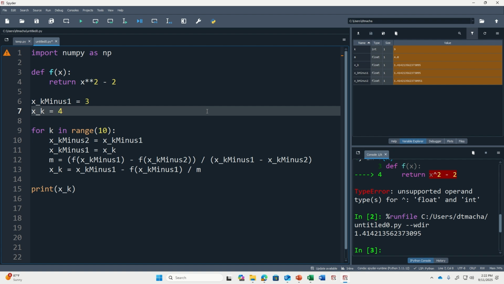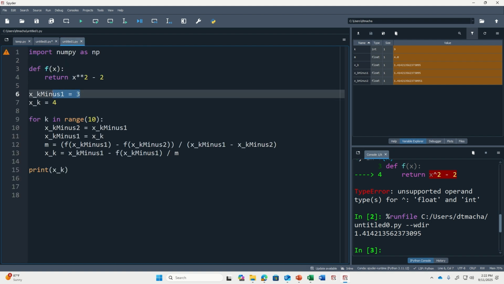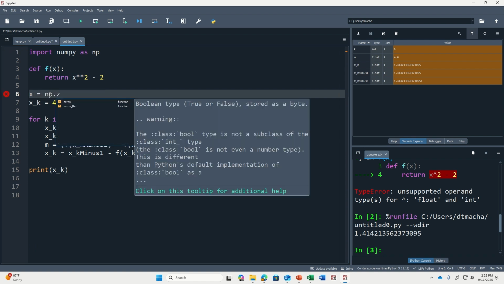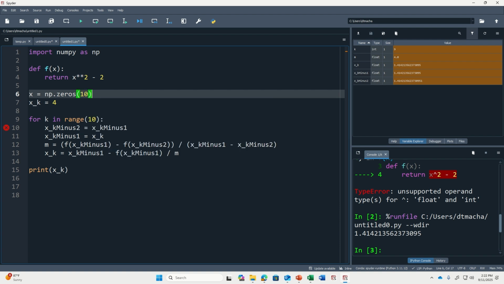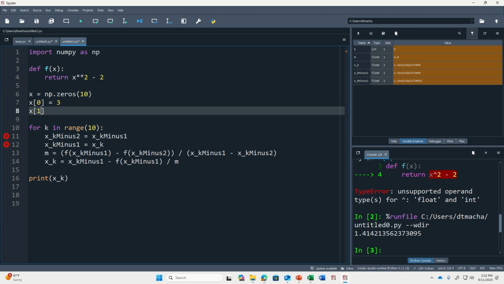One thing you can do in Python, and I'm going to create a new sheet for this to show you, is I could have said, let's make x equal to numpy dot zeros and give it like 10 entries in an array. And then I could have told it that the first entry in the array was going to be 3, and the second entry in the array was going to be 4.